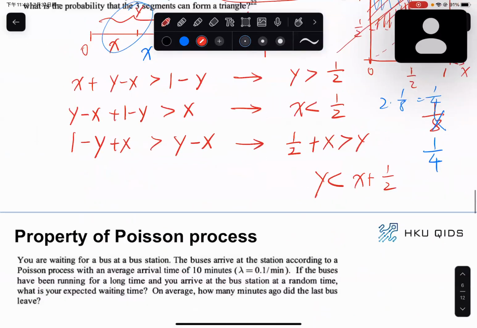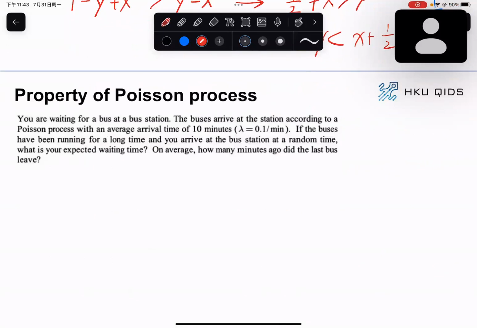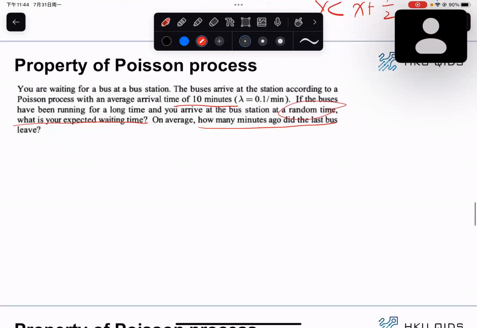So now let's come to the next question. Compared with the previous question, I'd rather call it a revision for the property of Poisson process. So I'm waiting for a bus at the bus station, which is a classic example for Poisson distribution. The buses arrive at the station according to a Poisson process with an average inter-arrival time of 10 minutes. And then if the buses have been running for a long time and you arrive at the bus station at a random time, okay, then what is the expected waiting time? And on average, how many minutes ago did the last bus leave?